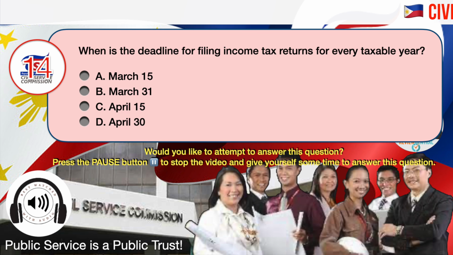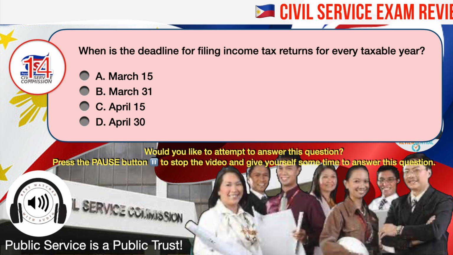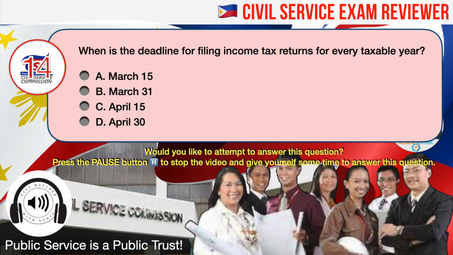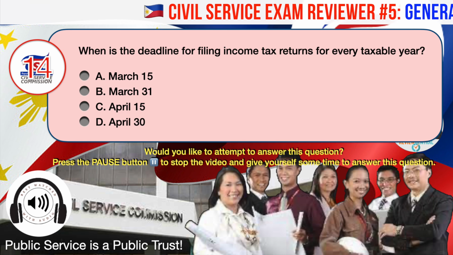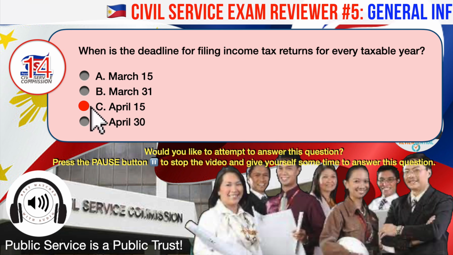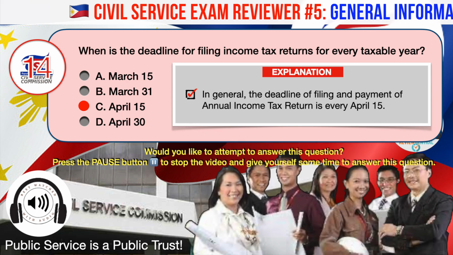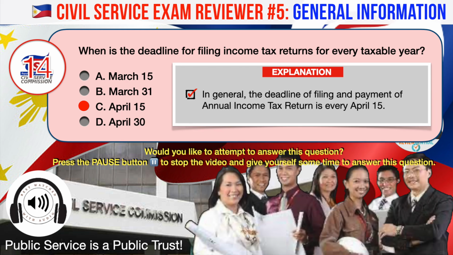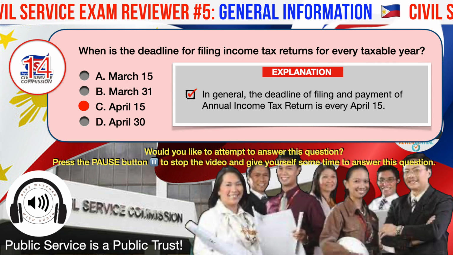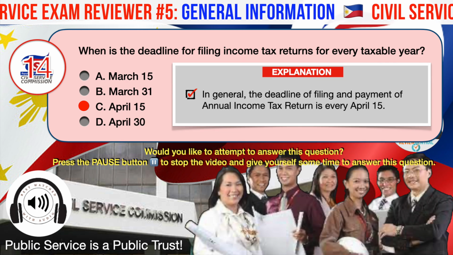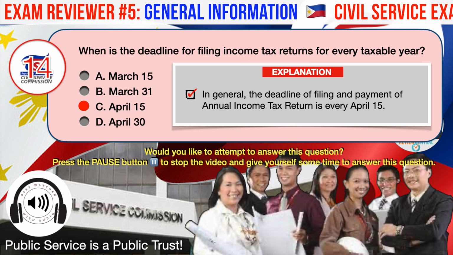Question number 14. When is the deadline for filing income tax returns for every taxable year? A. March 15th. B. March 31st. C. April 15th. D. April 30th. The correct answer is C. April 15th. In general, the deadline of filing and payment of annual income tax return is every April 15th. However, if and when April 15th falls on a non-working day, such as a Saturday or Sunday, the deadline may be moved to the next working day.